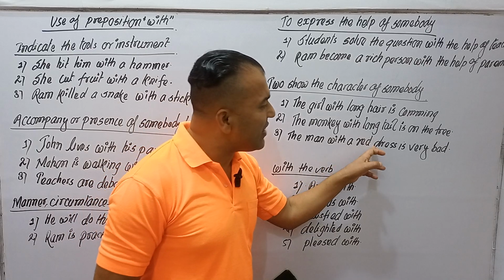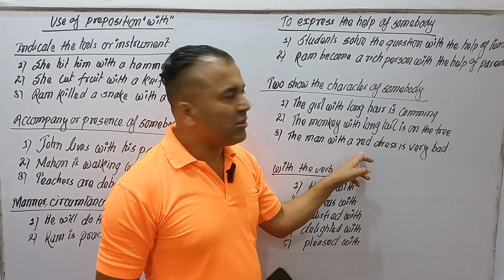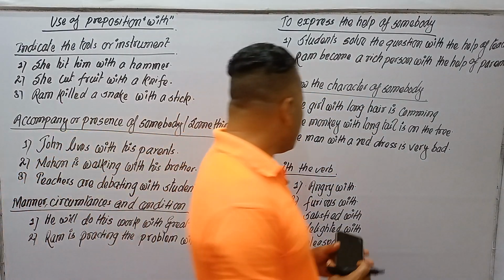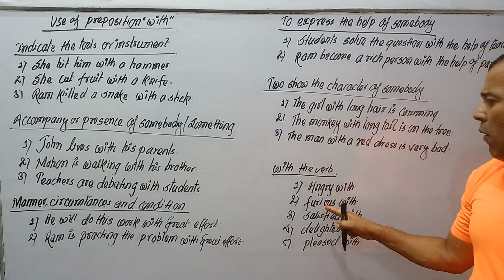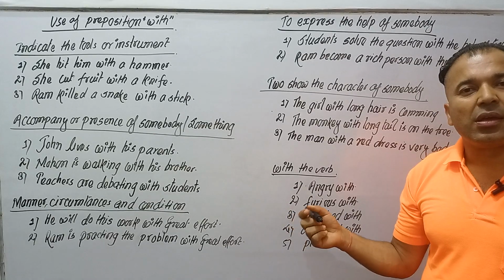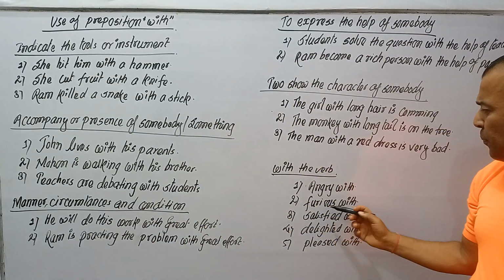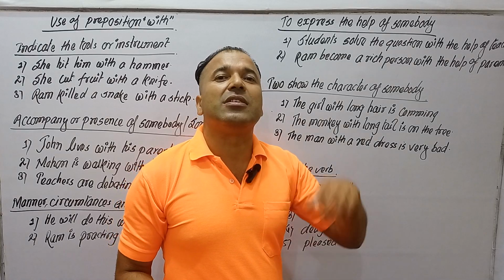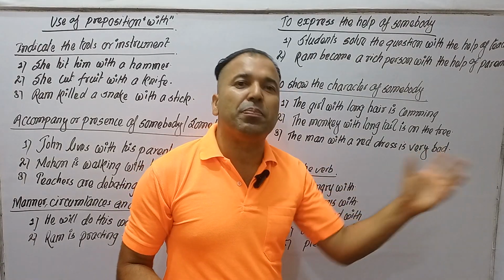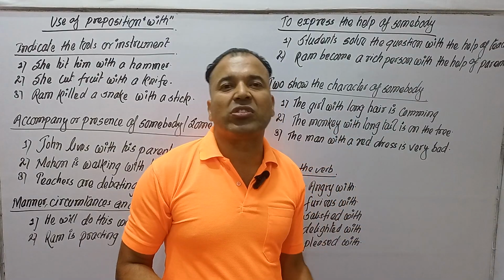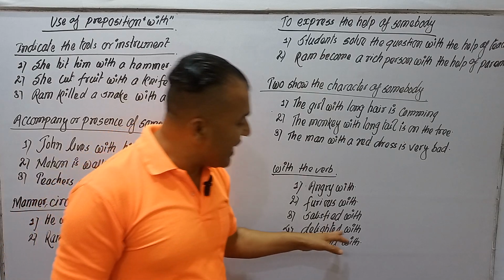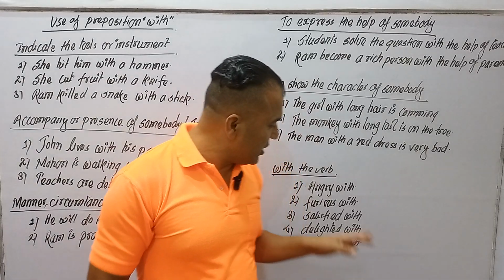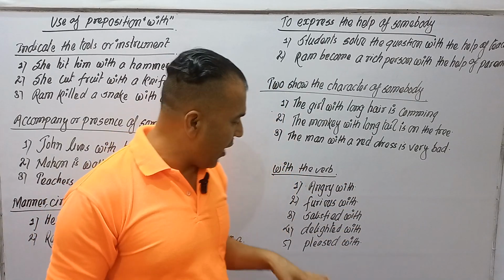The man with a red dress. What type of character? To show the character, the red dress is very bad. Angry with: he is angry with his parents. Furious with: he is very furious with his girlfriend. Satisfied with: I'm very satisfied with my co-worker. Delighted with, pleased with. These words are followed by with.